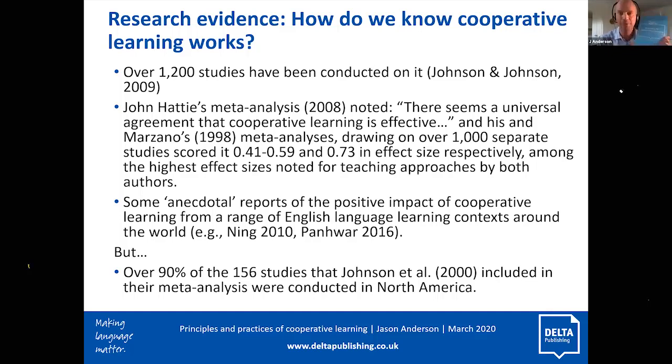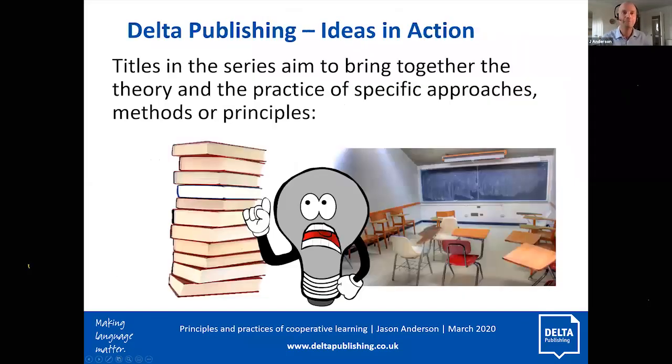And I'll come back to it right now because I just want to take a moment as well to discuss the book itself and the series that it comes from, what we call the Delta Publishing Ideas in Action series. The titles in this series aim to bring together the theory and practice of specific approaches, methods, or principles. And cooperative learning was the first title in this series, but at the same time, two other really good authors, Neil Anderson and Neil McCutcheon, also produced a book called Activities for Task-Based Learning.